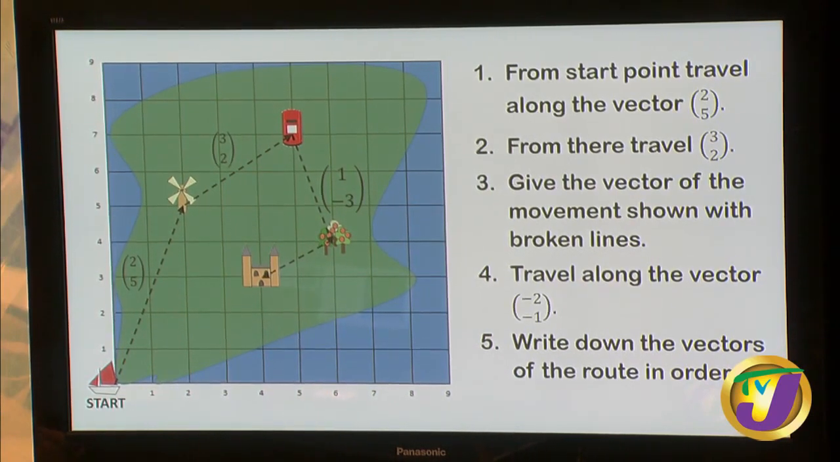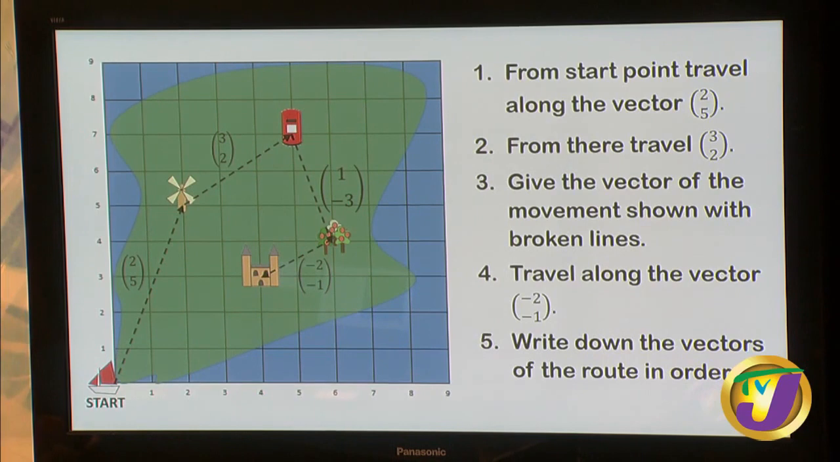Great. All right. So I see an instruction there that's asking us to write down the vectors for the route. So let's start with the starting point. So that's 2, 5. All right, so Latoya, you read for me and I'll just jot them down: 3, 2.